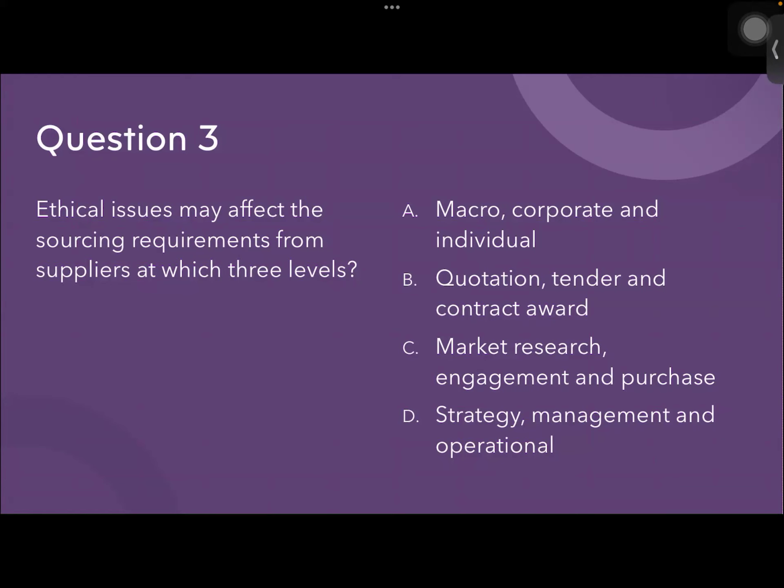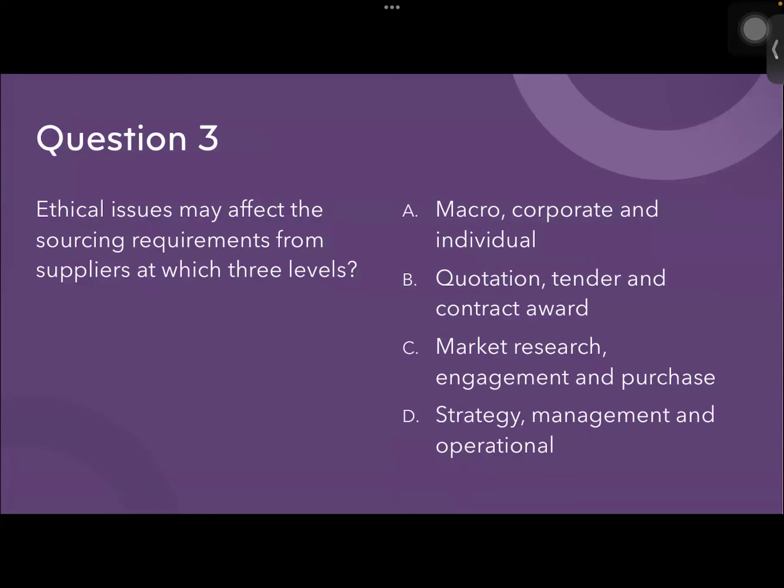Let me interpret this question. It's asking, when we have ethical issues or ethical requirements, how may these requirements affect the specification and other qualifications from suppliers, and at which level they may affect.